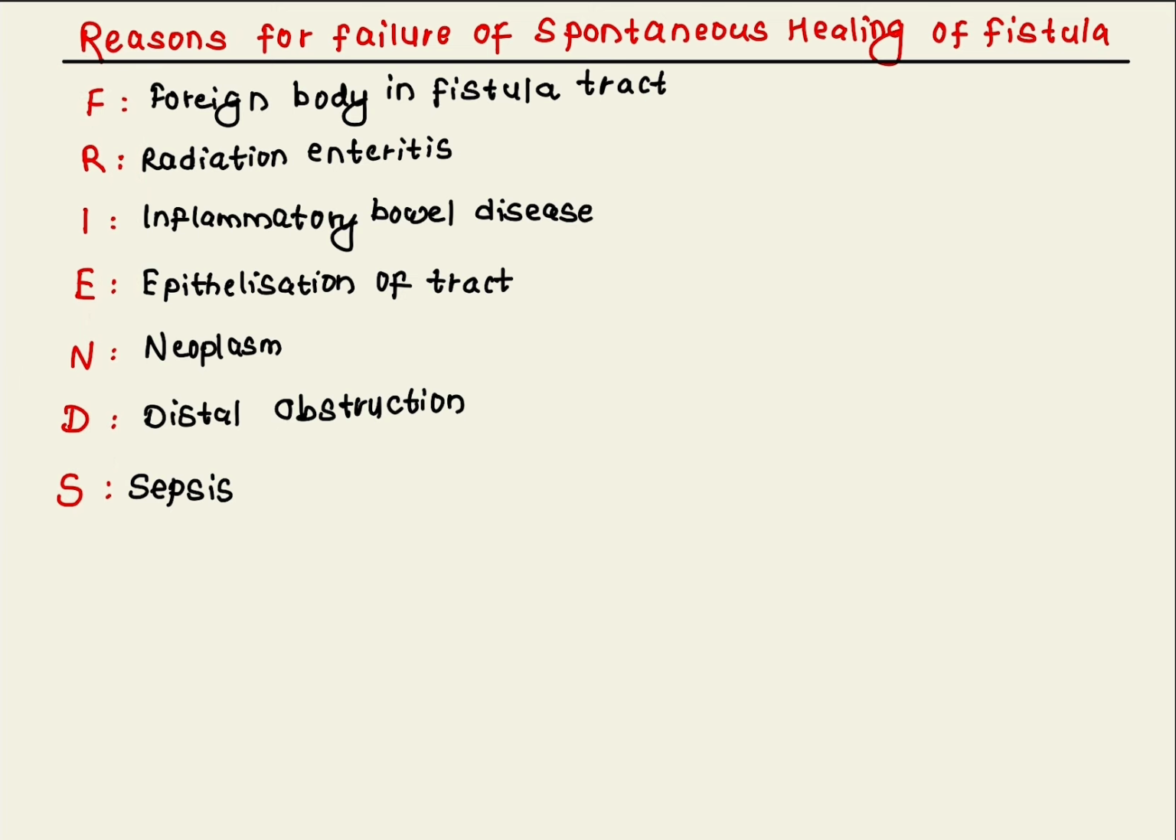where F stands for foreign body in the fistula tract. R stands for radiation. I, inflammatory bowel disease like Crohn's disease. E, epithelialization of the tract. N, neoplasm. D, distal obstruction, and S, sepsis. So it can be remembered as the acronym FRIENDS. These are the reasons for failure of spontaneous healing of fistula.